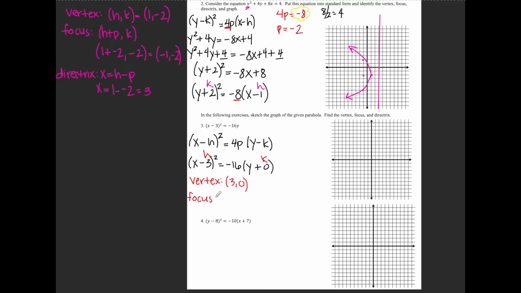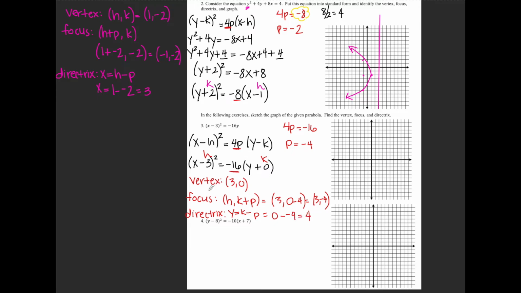The focus for this graph is going to be (h, k + p). I have h, I have k, I just need to figure out p. So I know that 4p is equal to −16. So that means p is −4. So that means my focus is going to be h, 3, comma k, 0, plus p, so minus 4. That means the focus is (3, −4). The directrix here is y = k − p. K was 0, minus p was negative 4. So that's going to be y = 4.